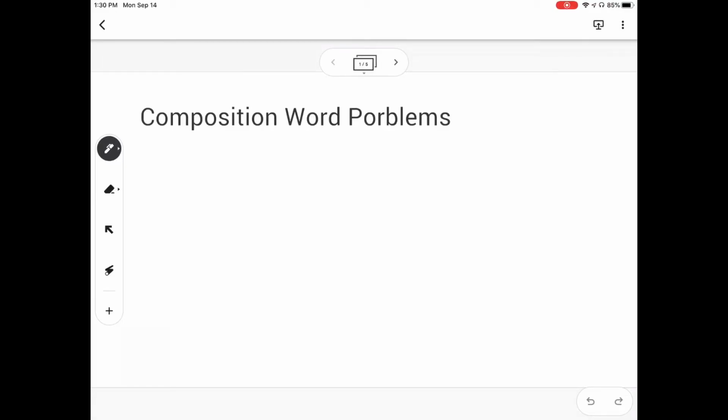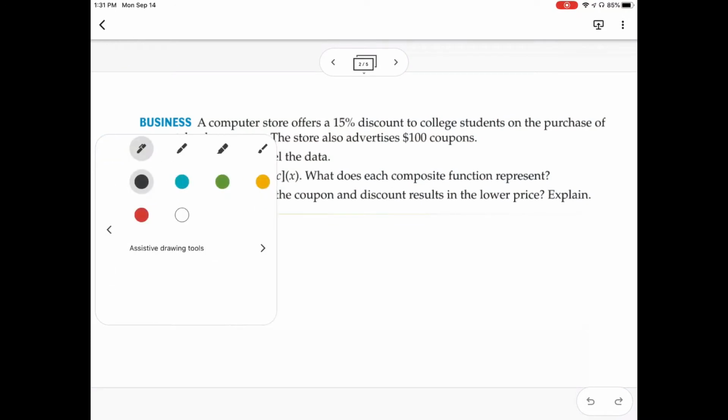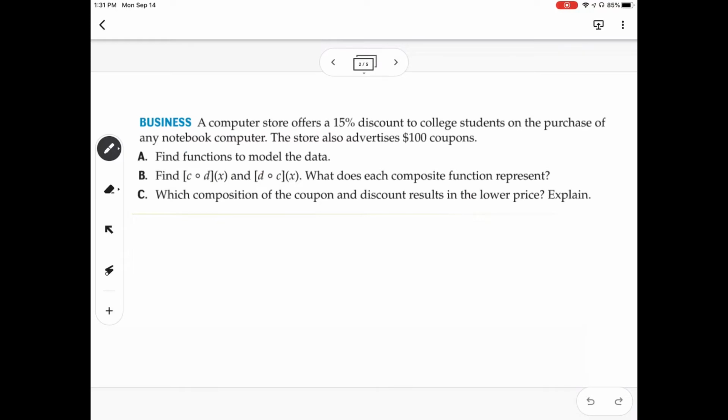In today's lesson, we're going to be doing word problems with our compositions. All right, so we're going to use the compositions to solve word problems. Here's our first example. The computer store offers a 15% discount to college students if you purchase any notebook computer. They also have a $100 coupon.